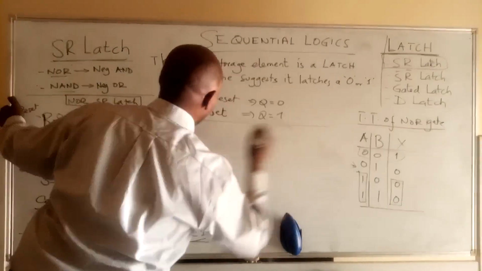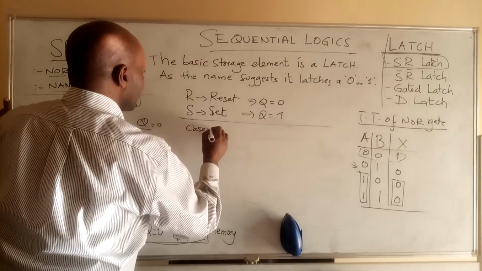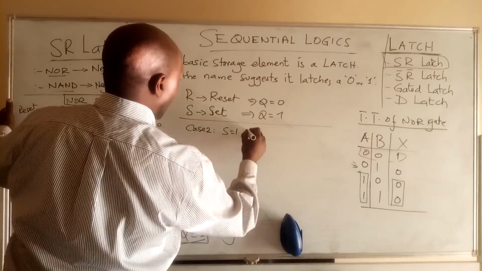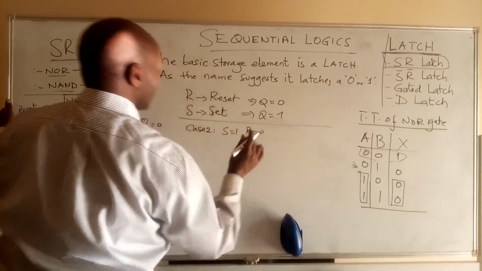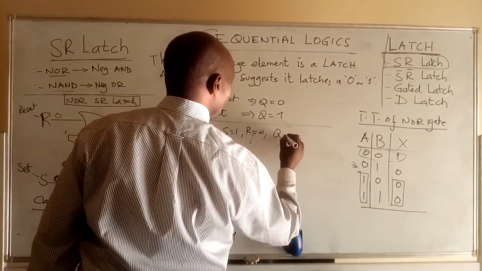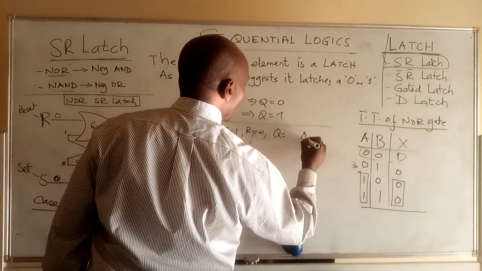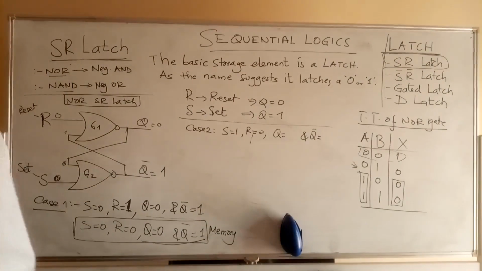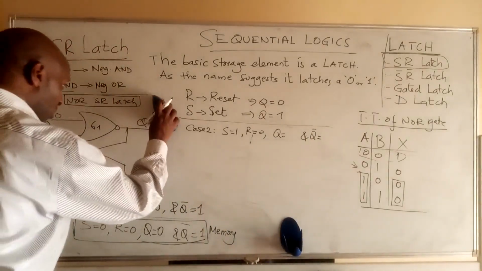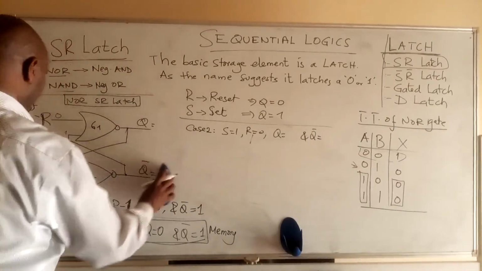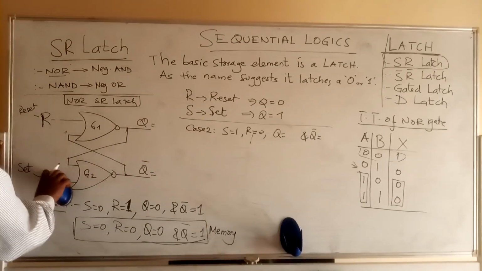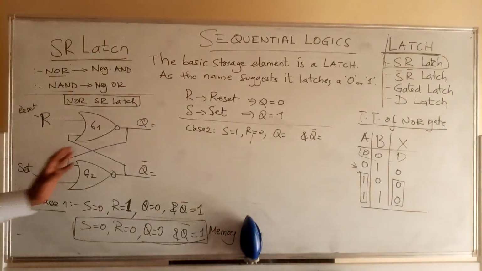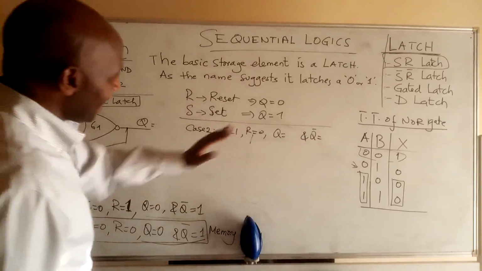Let us see the second case. Case number 2 is where S is equal to 1, R equal to 0. Good. So now, what will happen to Q and Q bar? Let me erase all those inputs and outputs. What will happen to them? Here we are saying that S is equal to 1 and R is equal to 0.